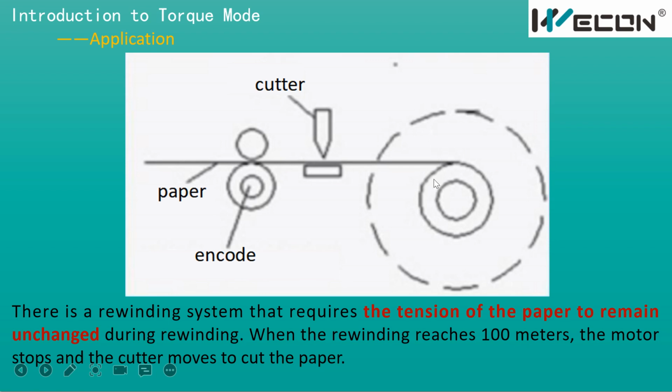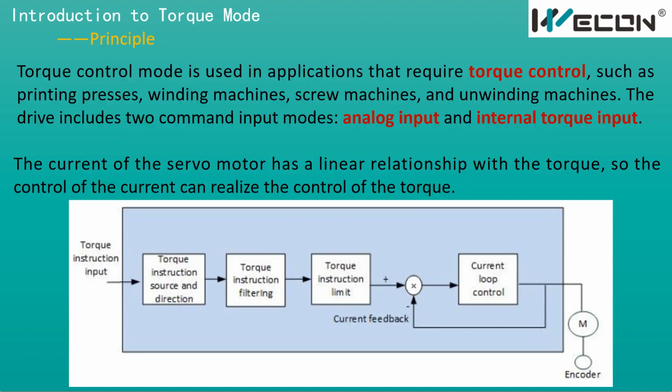In the beginning, the radius is small, so our motor will run at a faster speed. And as the radius becomes bigger and bigger, our motor needs to rotate slower and slower in order to make the tension of the paper unchanged. So in this application, we need to use our servo torque control mode to keep the tension unchanged.